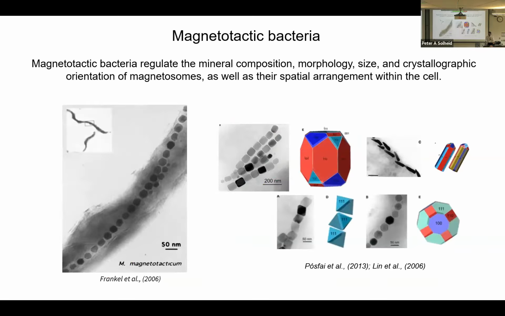So magnetotactic bacteria regulate the mineral composition. Usually they form magnetite or greigite, and there are also different shapes of these crystals produced by MTBs. For instance, this is cubo-octahedral magnetite, octahedral magnetite, and some bullet-shaped magnetite crystals. These MTBs also regulate the crystallographic orientation within their cell.